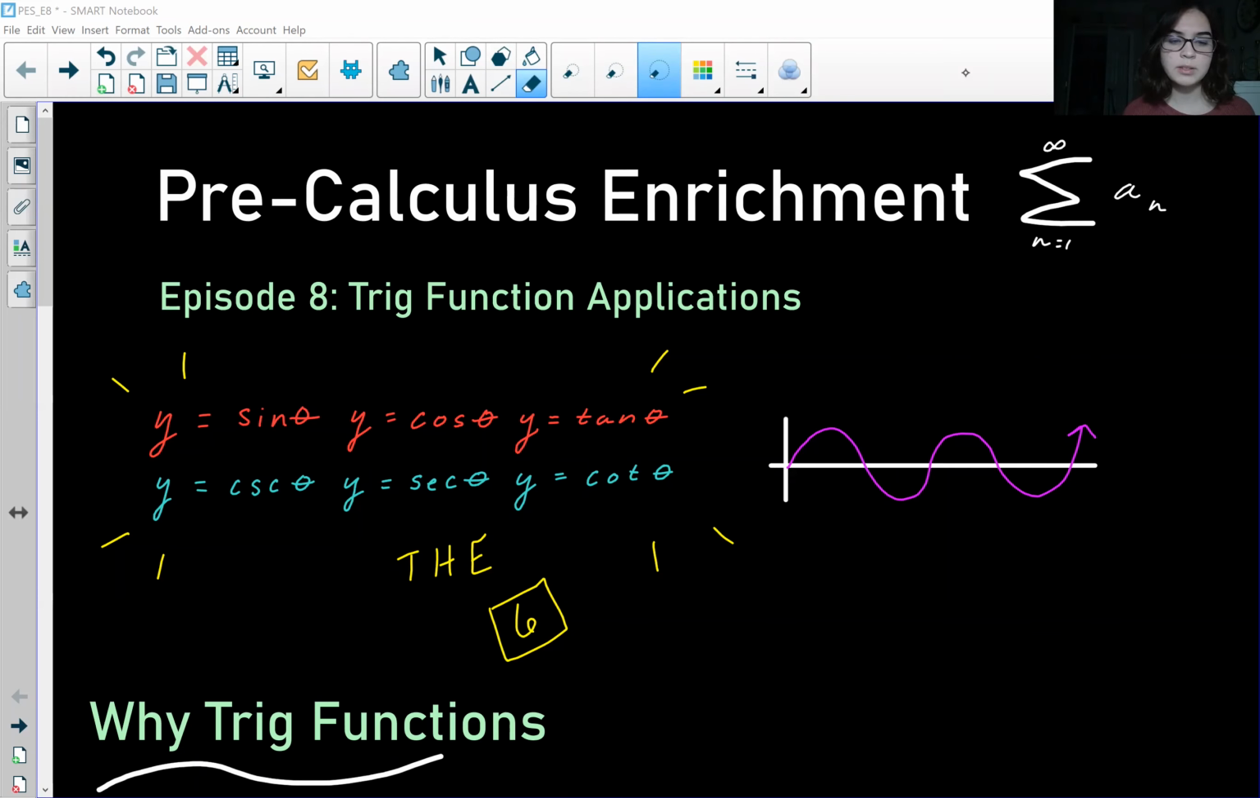In this episode, we're going to focus on trig function applications. So you have the six trig functions right here at the top, and the three basic ones are sine of theta, cosine of theta, and tangent of theta. You've probably learned so far in this class that you can do 1 over each of those and get the other three. So 1 over sine is cosecant, 1 over cosine is secant, and 1 over tangent is cotangent.